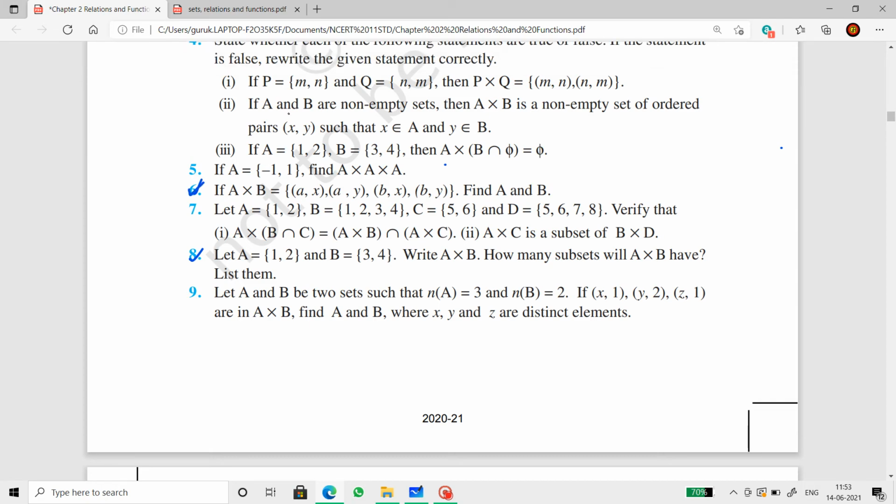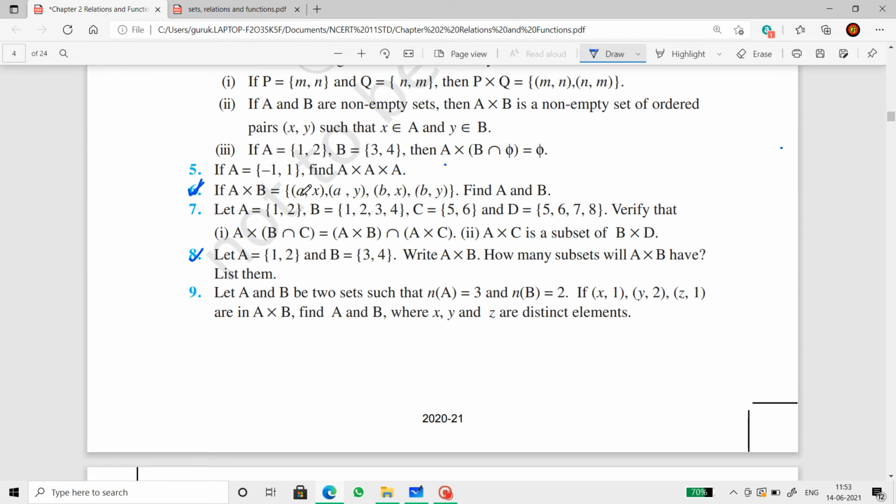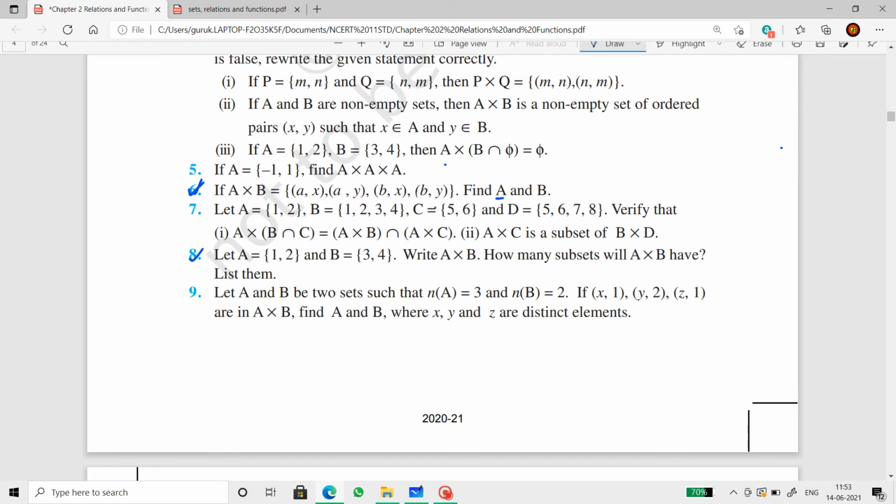Question number 6. A cross B contains the ordered pairs (a, x), (a, y), (b, x) and (b, y). They want us to find the elements of the A set and the B set.